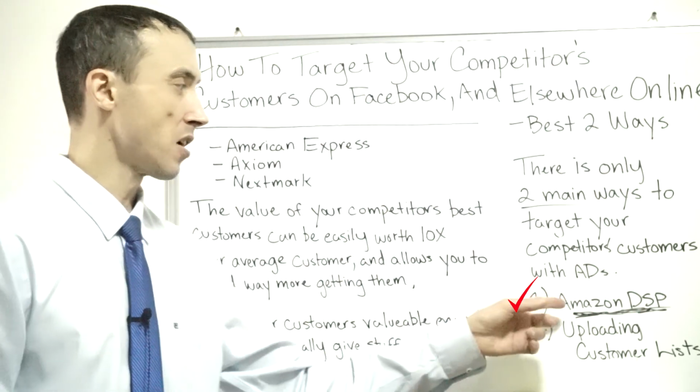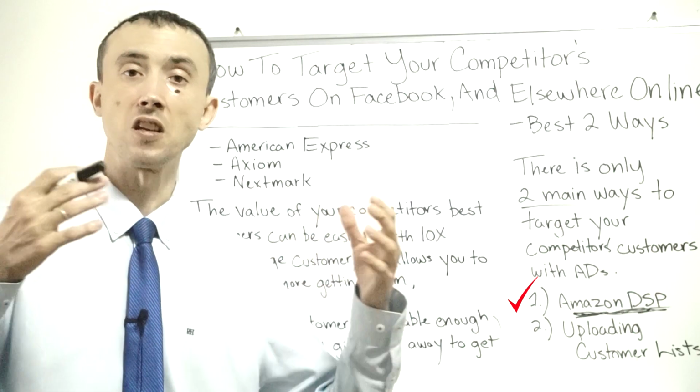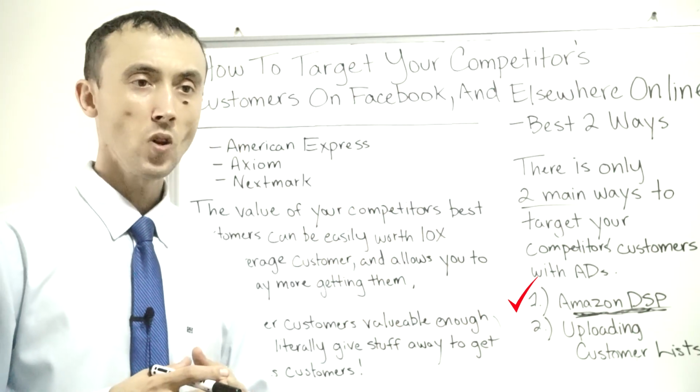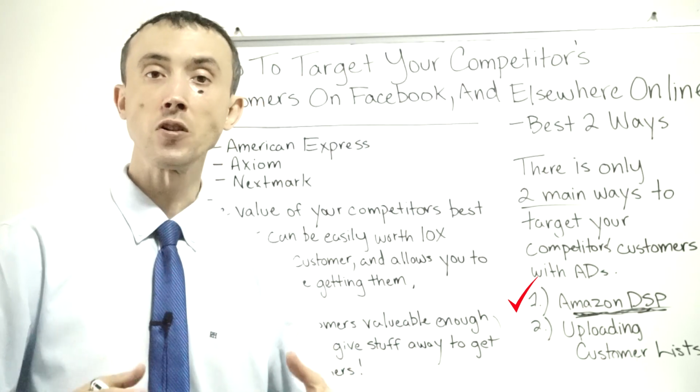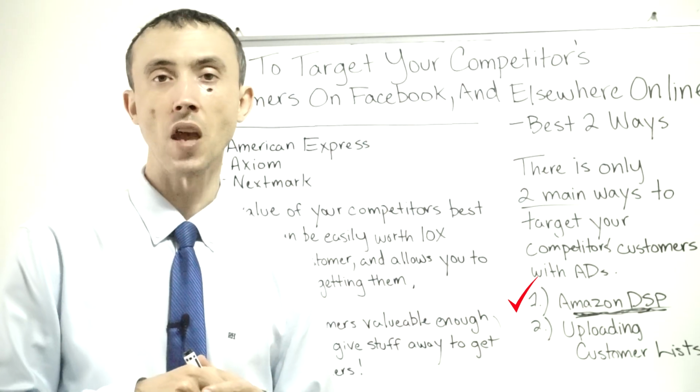So what Amazon DSP allows you to do with the targeting is target people who have looked at certain categories of products on Amazon, as well as people who have purchased certain products on Amazon, which is the best thing you can do with Amazon DSP.